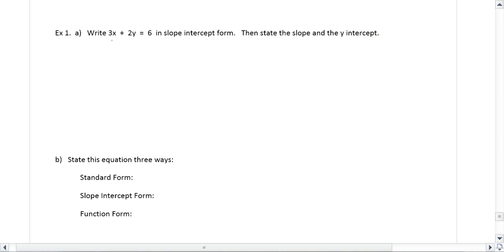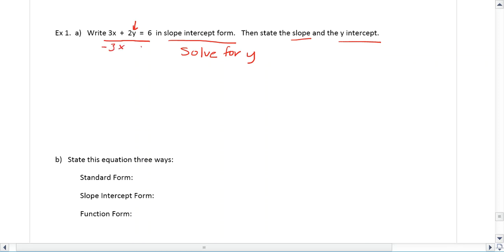Example 1 gives us the equation of a line, obviously in standard form, and it would like us to change it into slope-intercept form. What we just learned above is that we need to solve for y. After we solve for y, we are going to state what the slope and y-intercept are. So the first thing we do when we're solving for y, again I'm just going to put an arrow, that's the letter we're solving for.